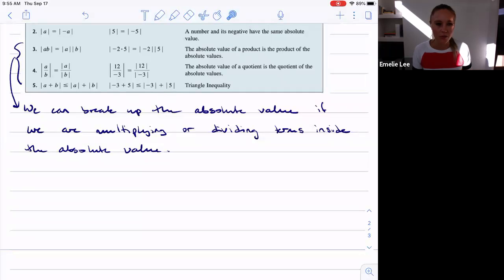So you need to be careful that you're not just breaking up the absolute value if you're adding or subtracting, because they'll be different. Notice that there isn't even a rule for subtracting. We just tweak our addition a little bit, right?